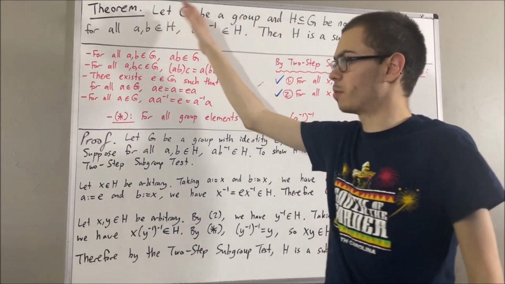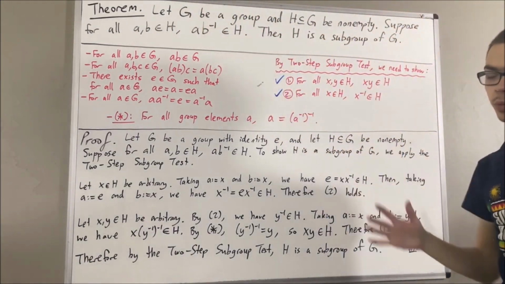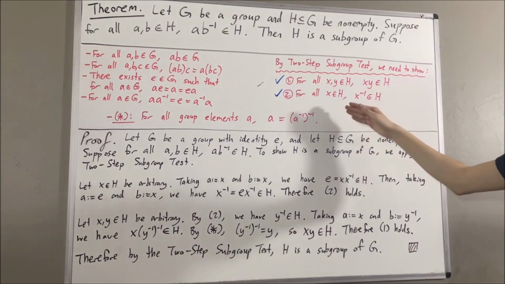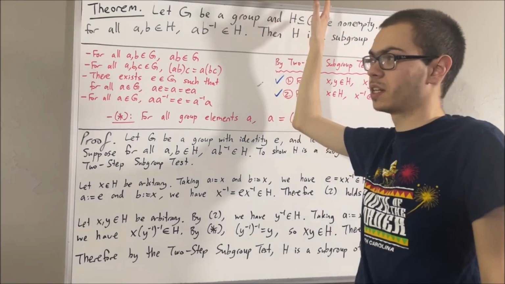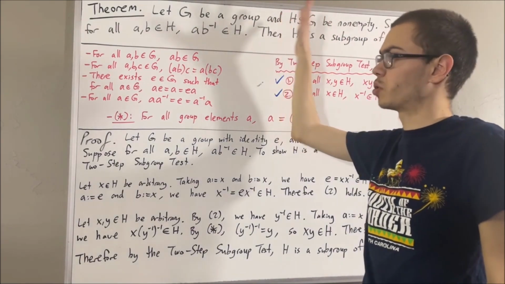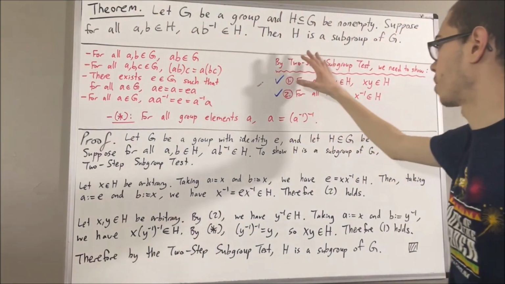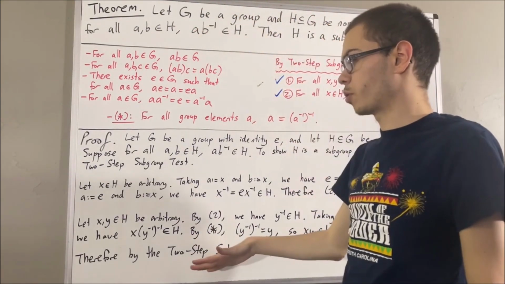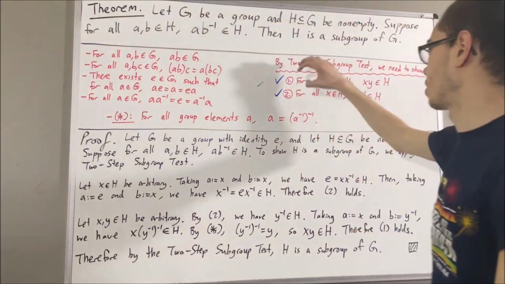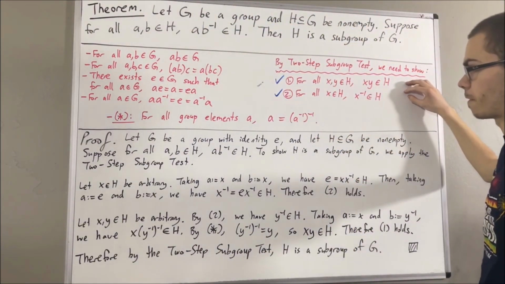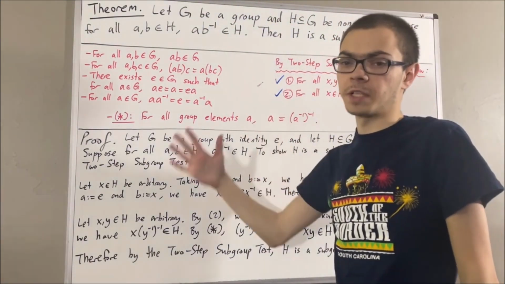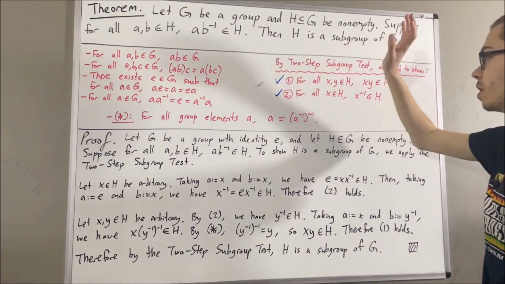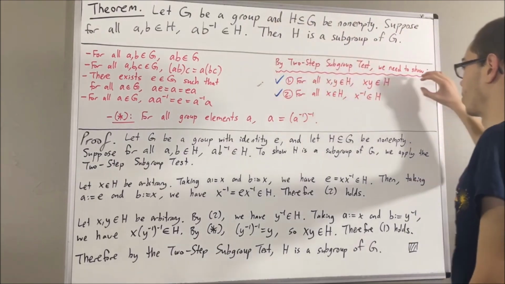Now, this theorem is often called the one-step subgroup test. And so the way we proved it was we used the two-step subgroup test in order to prove the one-step subgroup test. Alternatively, you could actually use the one-step subgroup test to prove the two-step subgroup test. And you could give a proof of this, which is pretty similar to this one, which proves this without the two-step subgroup test. You're just verifying from the definition of a subgroup that this implies that H is a subgroup. And then you use the one-step subgroup test to prove the two-step subgroup test.